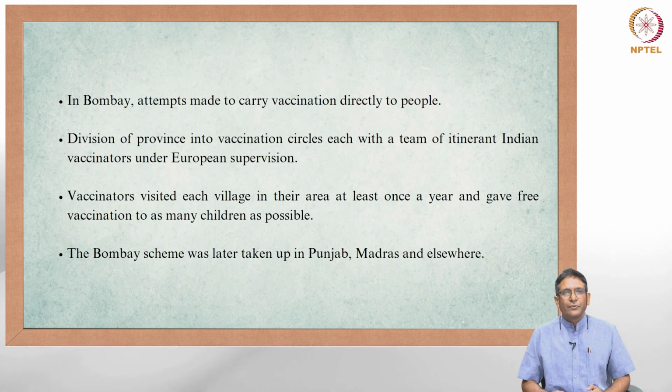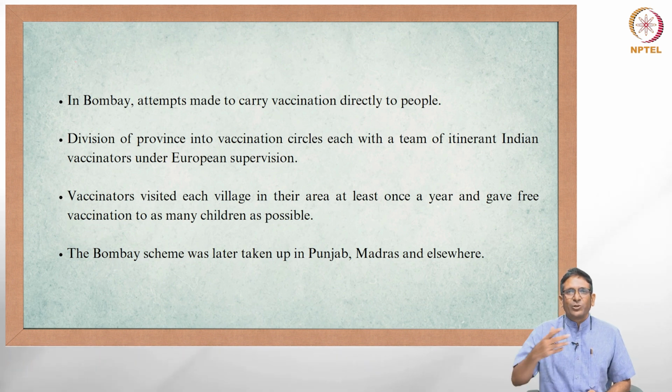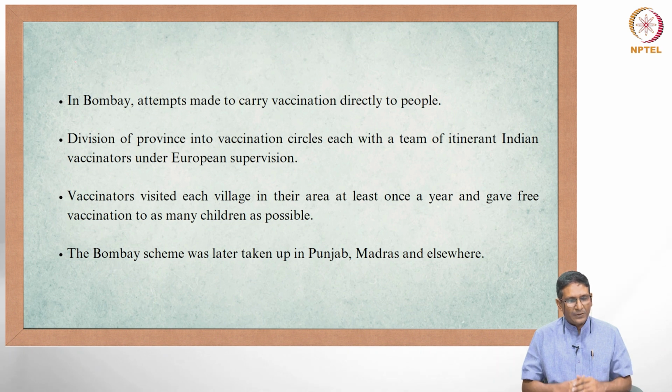Bombay presidency followed a different system. There they were even more proactive in carrying the vaccination directly to the people, instead of setting up dispensaries and expecting the people to come. So what they did was to divide the entire presidency into vaccination circles.